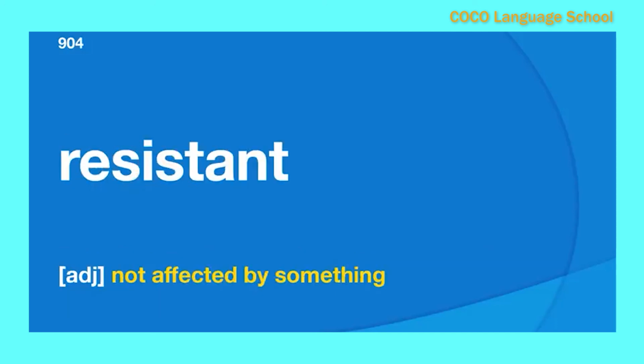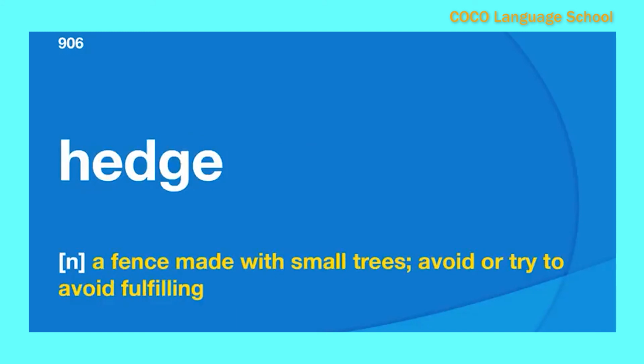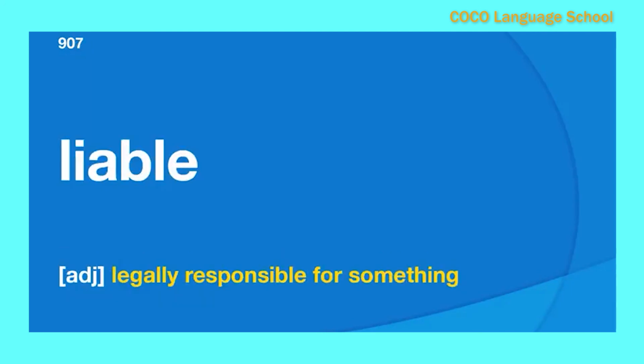Not affected by something. Resistant. A number multiplied by a variable in an algebraic expression. Coefficient. A fence made with small trees. Avoid or try to avoid fulfilling. Hedge. Legally responsible for something. Liable.